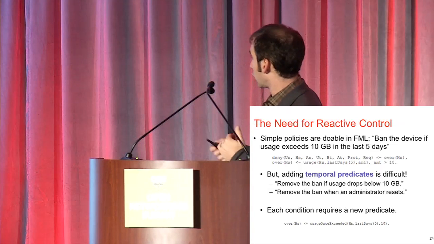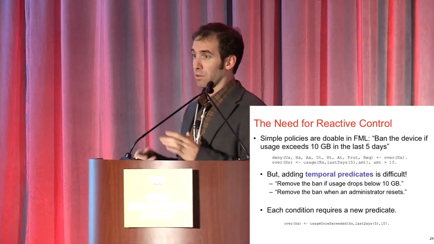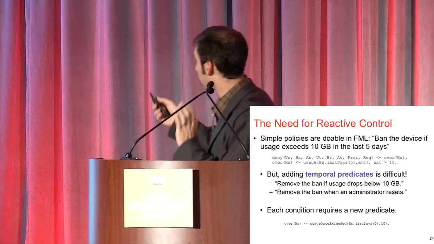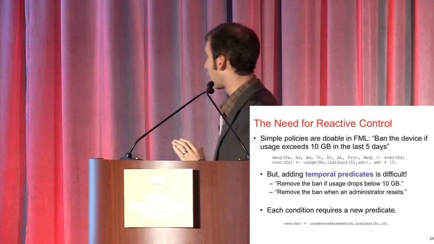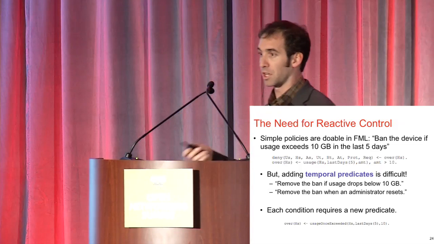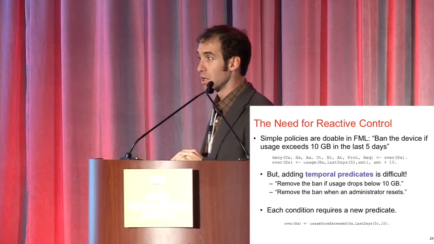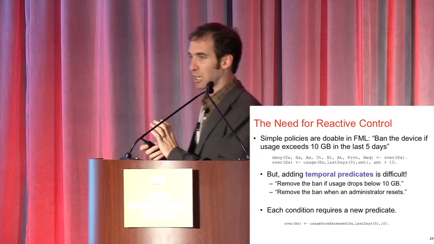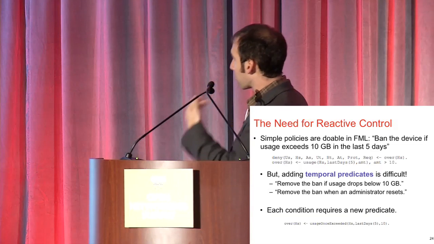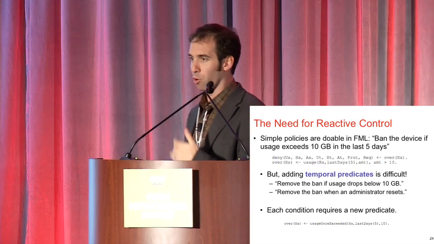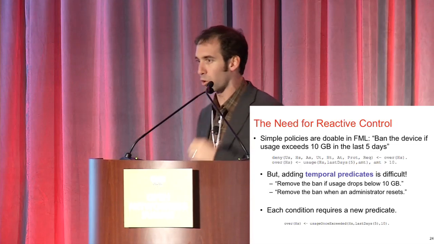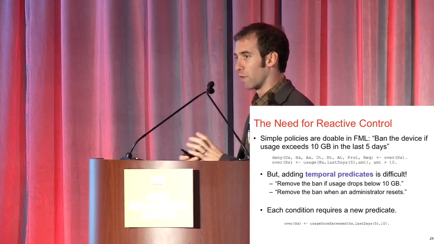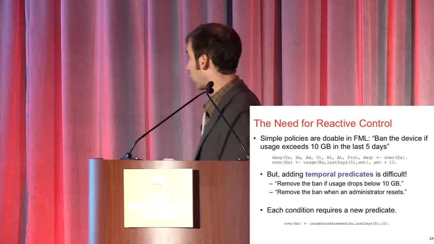Just to give you a very simple example, here's something that has come up both in the usage cap examples and also in campus networks. Ban the device if the usage exceeds 10 gigabytes in the last 5 days. That's a very easy thing to express in existing higher level control languages like Martin's FML. But once you start adding additional predicates, this gets increasingly messy. For example, if on top of that you want to add conditions like remove the ban if usage drops below 10 gigabytes, or remove the ban when an administrator resets, well, for every one of these predicates, you need to add a new condition. And the enumeration of conditions starts to get very messy.